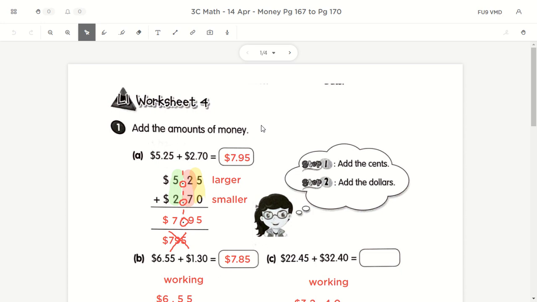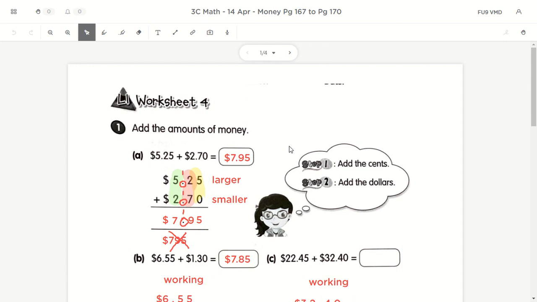So today is a short lesson. Today we'll just be going through yesterday's homework, and then you will take the time to finish up all the corrections and all the work you have done on hard copy if you have not done so. Okay, so yesterday our homework was for page 167 to 170.